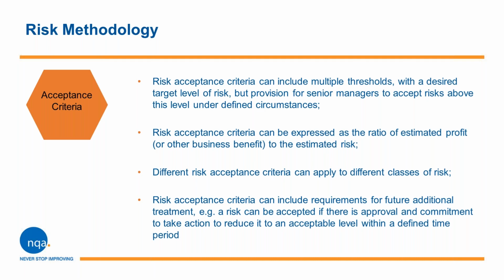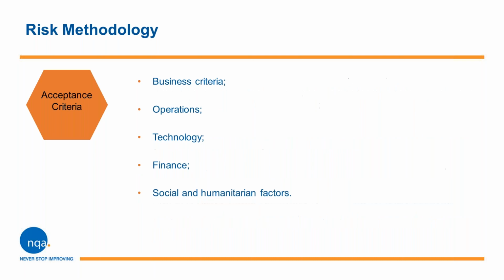Risk acceptance criteria can include requirements for the future additional treatment. For example, a risk can be accepted if there is approval and commitment to take action to reduce it to an acceptable level within a defined time period. We'll examine again as we go through how this plays out in reality. Acceptance criteria can differ according to how long the risk is expected to exist. For example, the risk can be associated with a temporary or short-term activity.